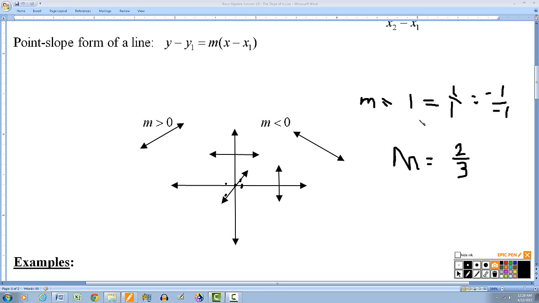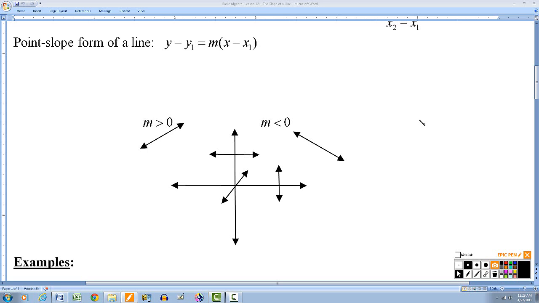So let's clear this. Now again, this video will focus strictly on the slope of a line. In the next video, I'll go through finding the equation of a line. Given some information about the line, we should be able to find the equation of the line.